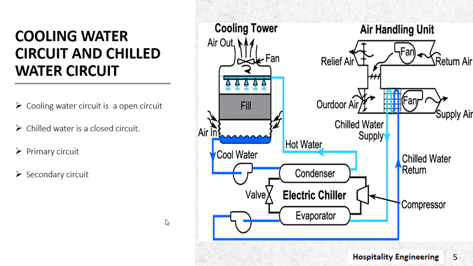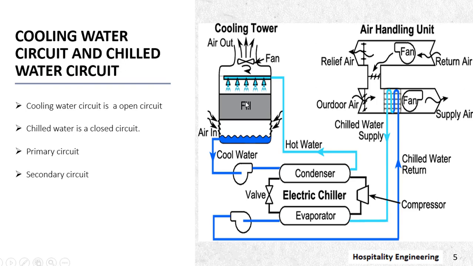Cooling water circuit and chilled water circuit. Now we will see the cooling water circuit, which is an open circuit. It starts with the condenser pump. This condenser pump receives the water by gravity from the cooling tower basin. It forces it into the condenser. From the condenser, it takes away the heat, and this heat goes to the cooling tower through the various nozzles.